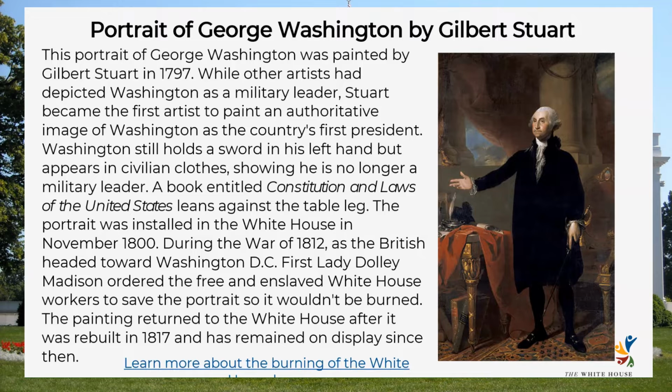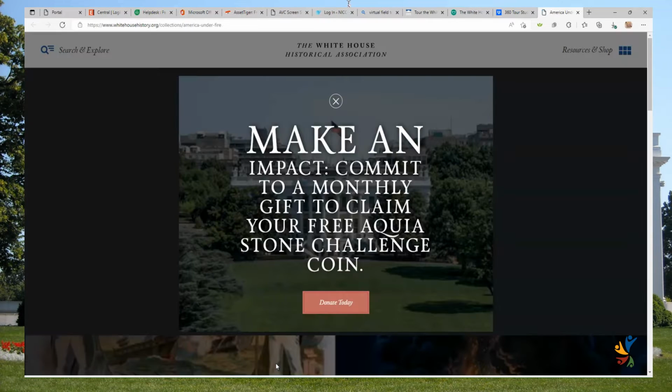The portrait was installed in the White House in November 1800. During the War of 1812, as the British headed toward Washington, D.C., First Lady Dolly Madison ordered the free and enslaved White House workers to save the portrait so it wouldn't be burned. The painting returned to the White House after it was rebuilt in 1817 and has remained on display since then. Here is a link to tell you a little bit more about the burning of the White House. I'm curious, so I'm going to click it.